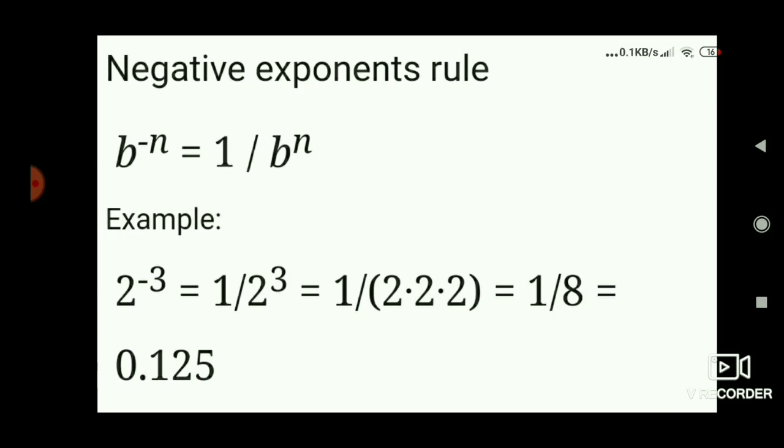Our next rule is the negative exponent rule. Any number raised to a negative power can be written as 1 divided by the number raised to its positive power. That is, b to the power minus n is equal to 1 divided by b to the power n. For example, 2 to the power minus 3 can be written as 1 divided by 2 to the power 3, and that is equal to 1 divided by 8, which gives us 0.125.